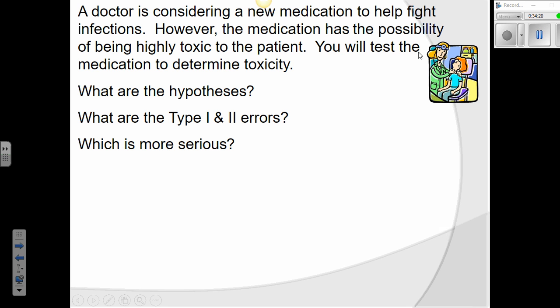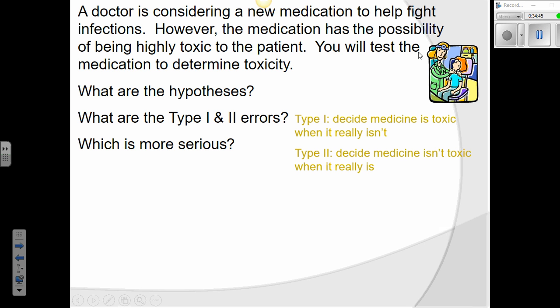Hypotheses. What do you guys think? So medicine is not toxic versus it is toxic. Safe is fine. So medicine is safe versus medicine is not safe. That could be the same thing. You guys with me there? What's type 1 error? Saying that the medicine is toxic when it's not. Okay. Type 2? Do you guys agree that the medicine isn't toxic when it really is?